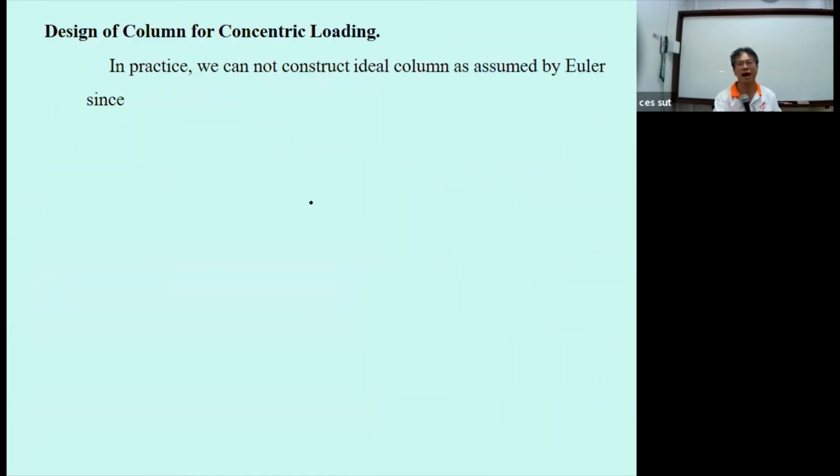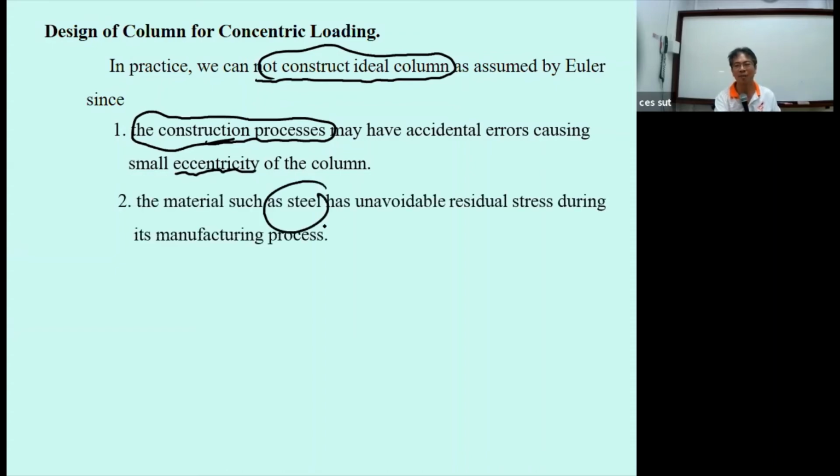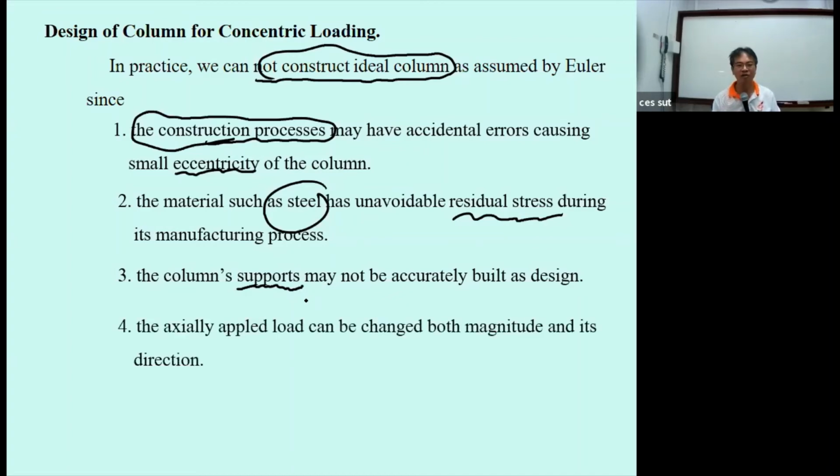Since the columns are not ideal columns, the columns may have some errors, such as in the construction process, the column is not very straight. It may have some eccentricity. Okay, and the material of the steel column may have some residual stress due to the manufacturing process, and the column supports may not be the pin and the roller as we discussed based on the Euler buckling load, and also the axial loading applied to the column may change in magnitude and the direction may change with time.